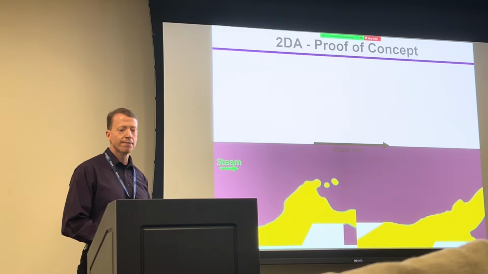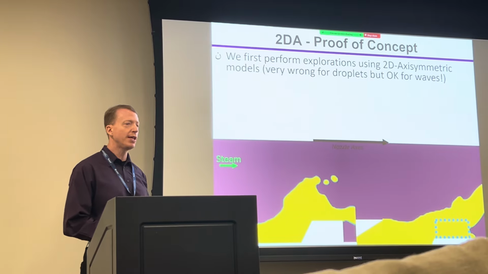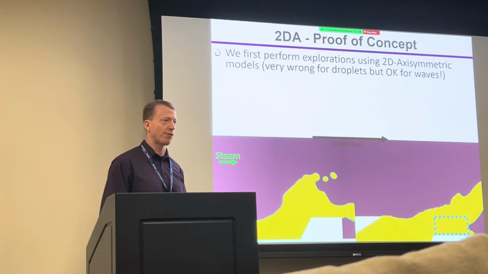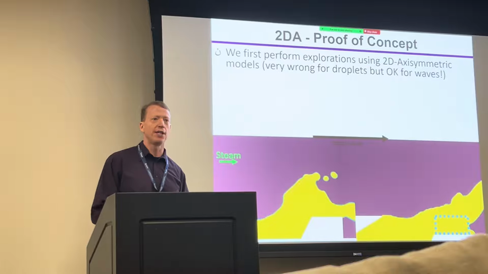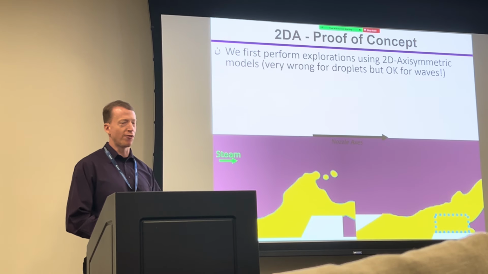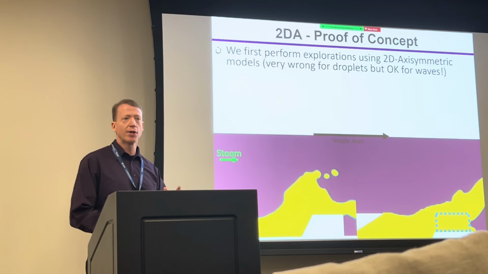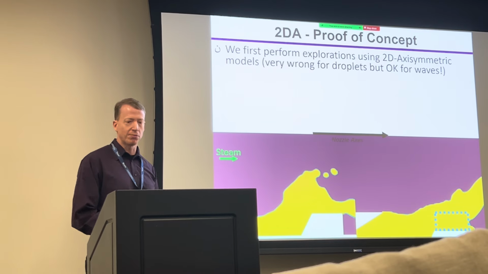So what we found, first thing I did was a two-dimensional axisymmetric proof of concept, all right? 2D axisymmetric is very bad for droplets. There's no such thing as droplets in 2D because they're toruses. Well, droplets along the center line can be droplets, but droplets outside of the center line will be a torus. So it's okay for the wave, it's not okay for droplets. So I'm just studying this for the wave.